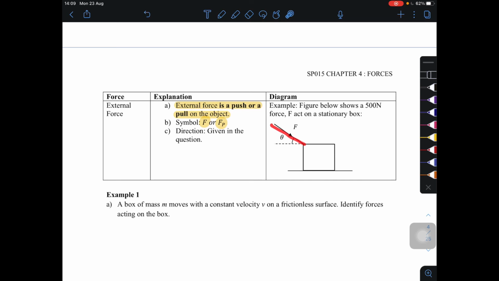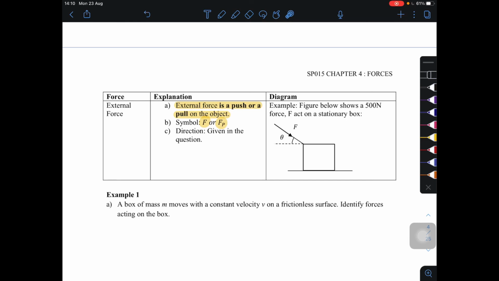So kalau direction dia ke dalam macam ni kan, nampak macam ke dalam, meaning that it is push. Maksudnya dia tolak lah objek ni. Okay, objek ni ditolak at a certain angle. So angle usually will be given as well, maybe 30 degree or 50 degree, and then the magnitude here for the F is 500 Newton.